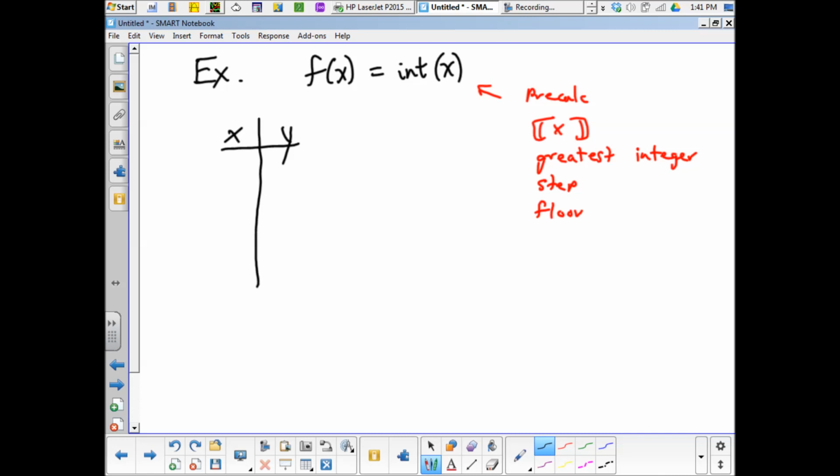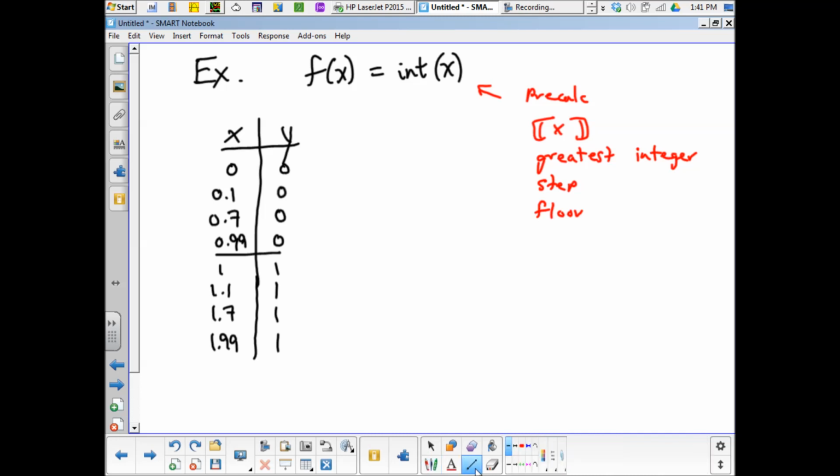Any x you pick, to get the y, you're supposed to round it down to the nearest integer. For example, if you plug in 0, that just rounds down to 0. If you plug in 0.1, that rounds down to 0. 0.7 rounds down to 0. 0.99 rounds down to 0. If you plug in 1, that rounds down to 1, because that's the integer less than or equal to. 1.1 comes out to 1, 1.7 comes out to 1, 1.99 comes out to 1. You always round down.